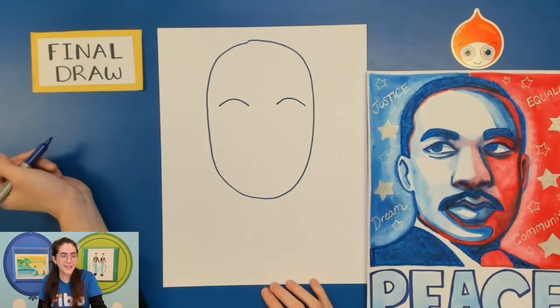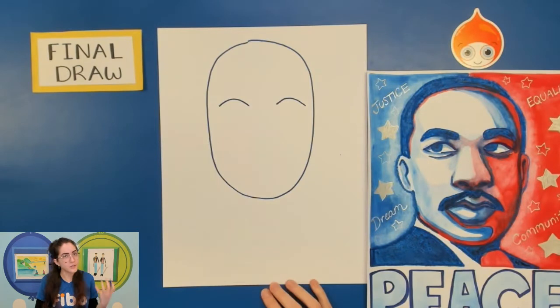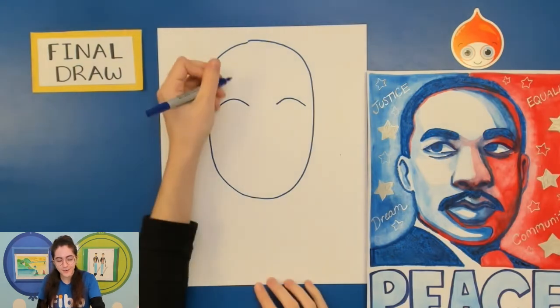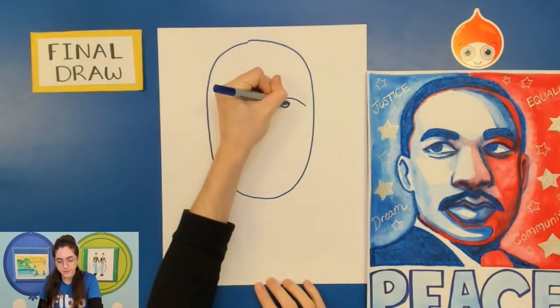Now in our picture today, he's kind of looking off to the side. So instead of drawing a complete circle, when our eyes are relaxed, we only see about maybe 3/4 of it. So you don't need to draw a whole circle, but you definitely want to draw almost a circle for each eye.